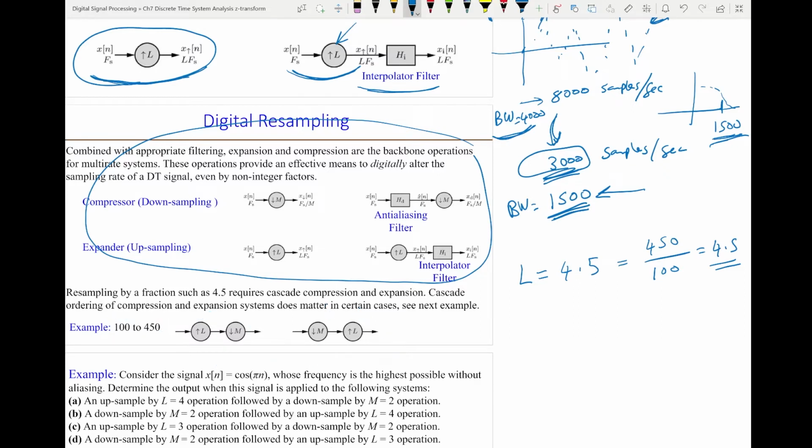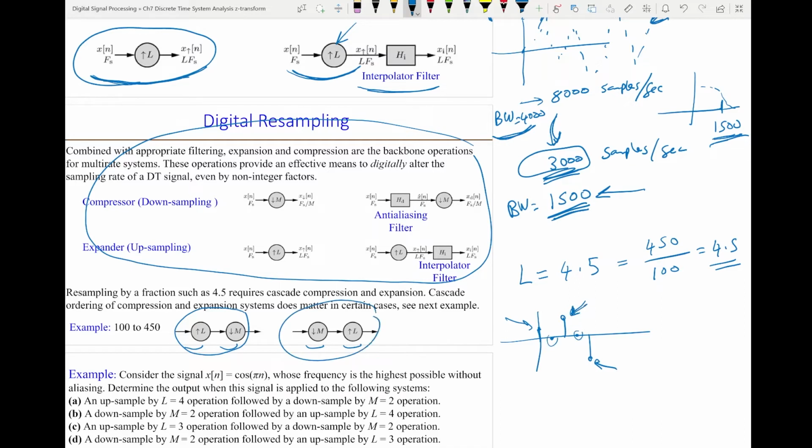Now, which one is better? Do I do upsampling then downsampling, or do I first do downsampling then upsampling? In general, it's always better to do the upsampling first than downsampling, because when you do the upsampling first, you still have these original samples of the signal. So you can use them to interpolate these, then do the downsampling.